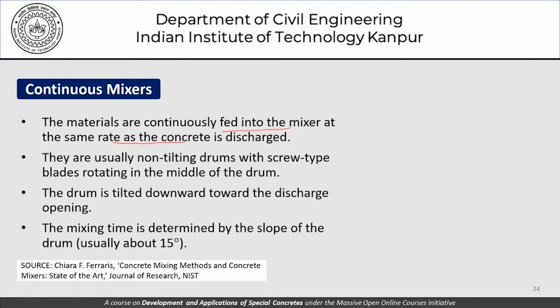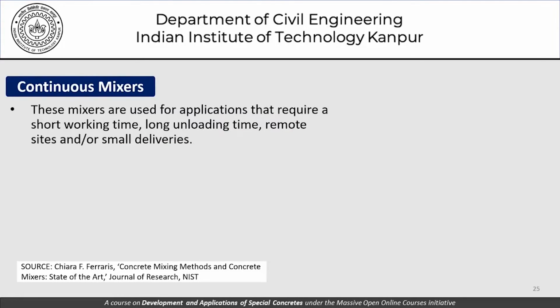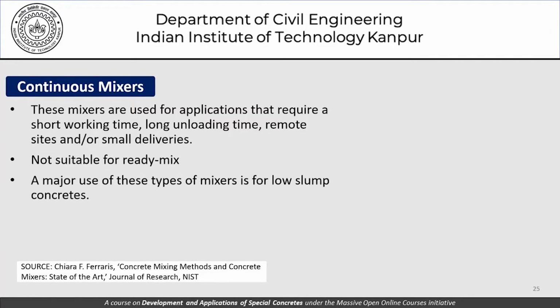Continuing our discussion about continuous mixers, these mixers are used for applications that require a short working time, long unloading times, remote sites, and or small deliveries. They are not particularly suitable for large volumes of concrete to be mixed or delivered. They are not suitable for ready mixed operations, and a major use of these types of mixers is for low slump concretes. High slump concretes are difficult to get out of these continuous mixers.